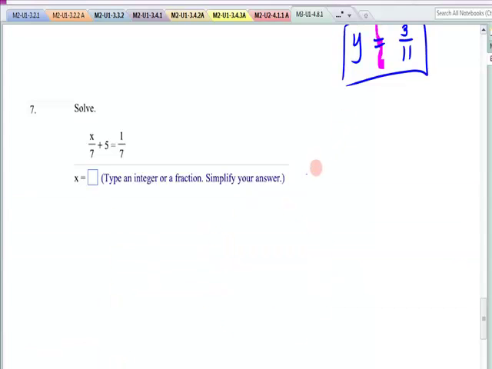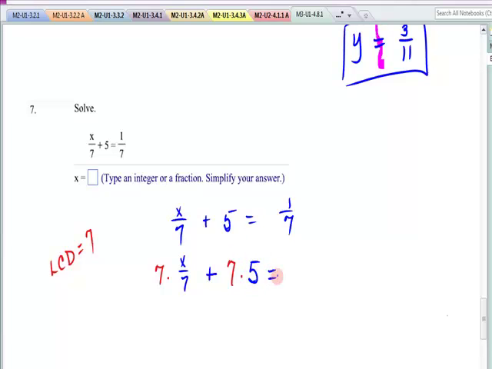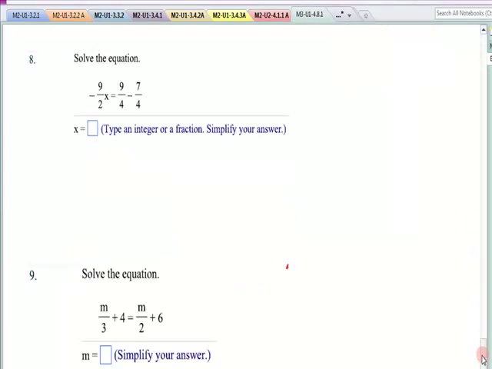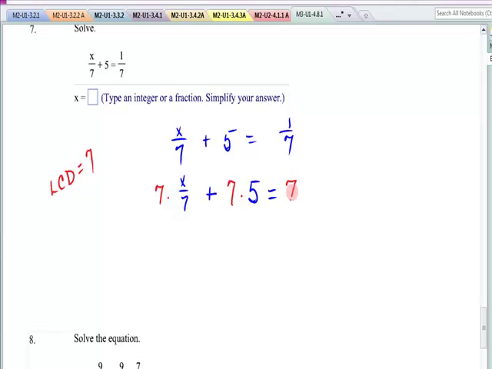Number 7. I have x over 7 plus 5 is equal to 1/7. The LCD, which is the only denominator, is 7. So I'm going to multiply 7 times x over 7 plus 7 times 5. Don't neglect to multiply that by 7. And it equals 7 times 1/7.